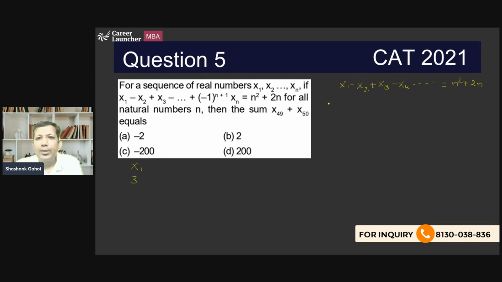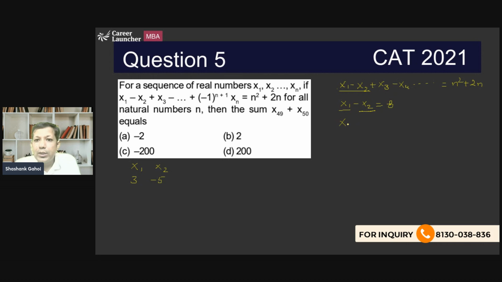Then I am going to put n equal to 2. So I am going to get x1 minus x2. If I put n equal to 2, I am only going to get these two terms. That is going to be 2 square is 4, 4 plus 4, 8. This value is 3 and this value is minus 5. So x2 becomes minus 5.